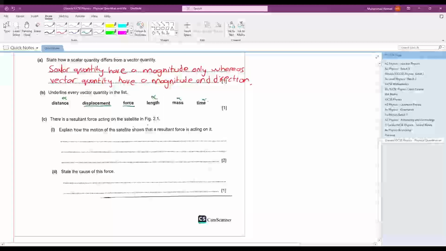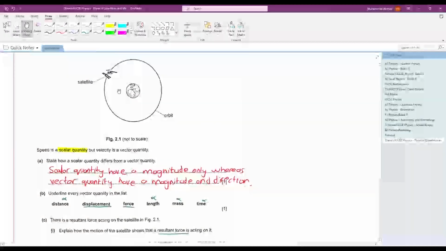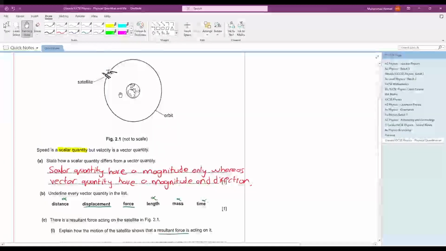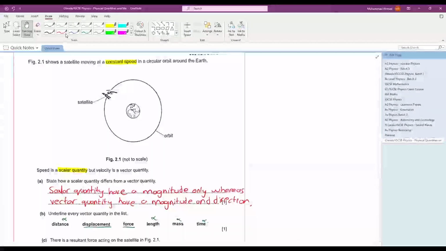There is a resultant force acting on the satellite in figure 2.1. Explain how the motion of the satellite shows that a resultant force is acting on it. Very easy. Can you see the satellite is orbiting around the Earth? There will be a resultant force acting on the satellite towards the Earth. Now, how do we know that a resultant force is acting?